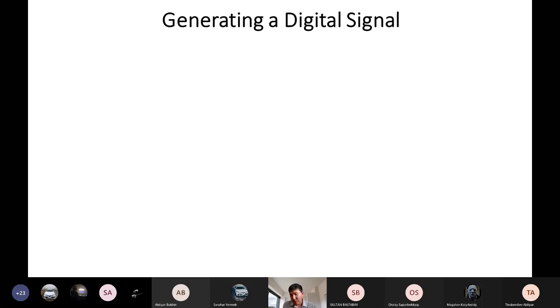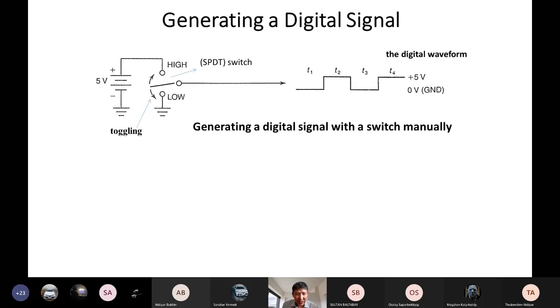Generating digital signal. So first in the labs, we will start by generating a digital signal. How can we do it? Simple. We can do it manually by our hand. So here you can see some simple circuit. It consists of a switch. We call this an SPDT switch.